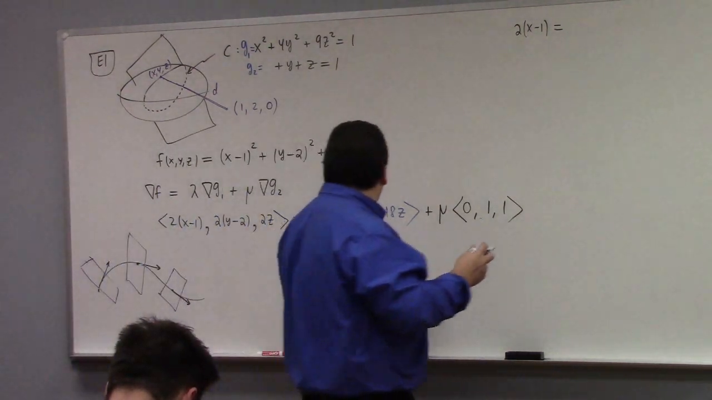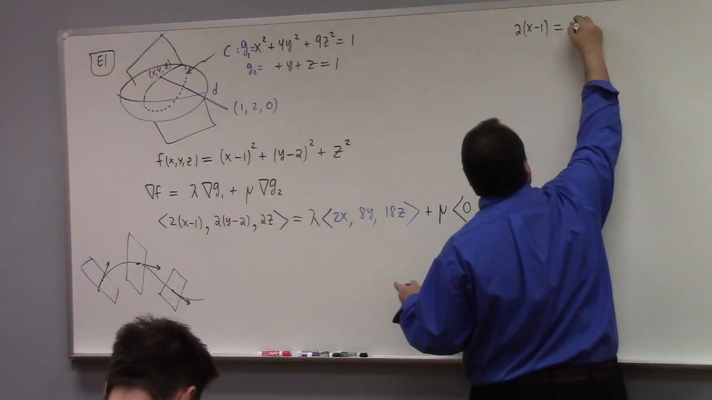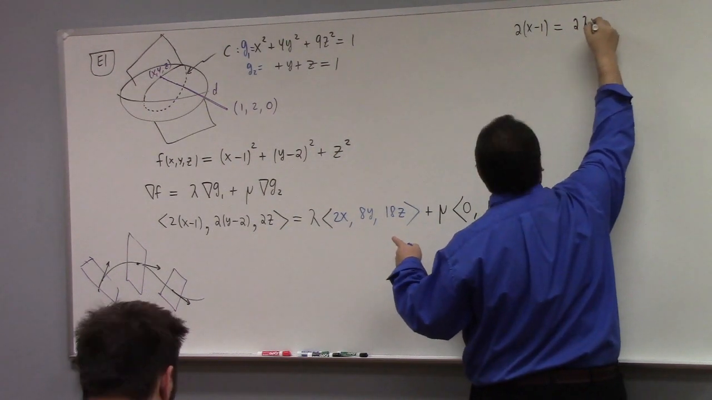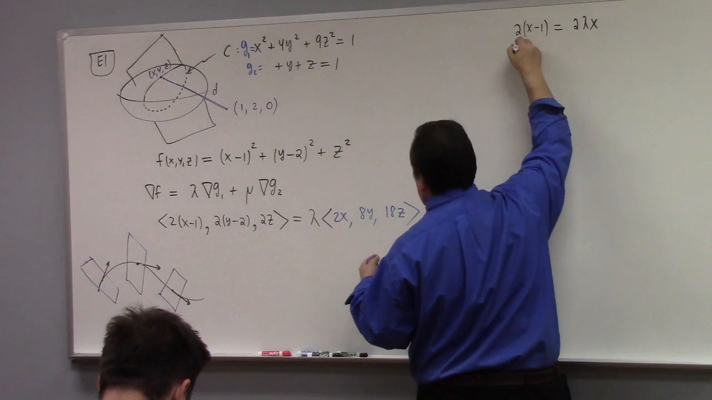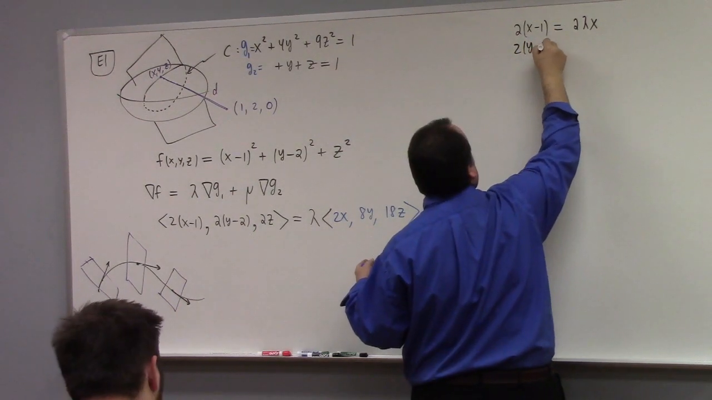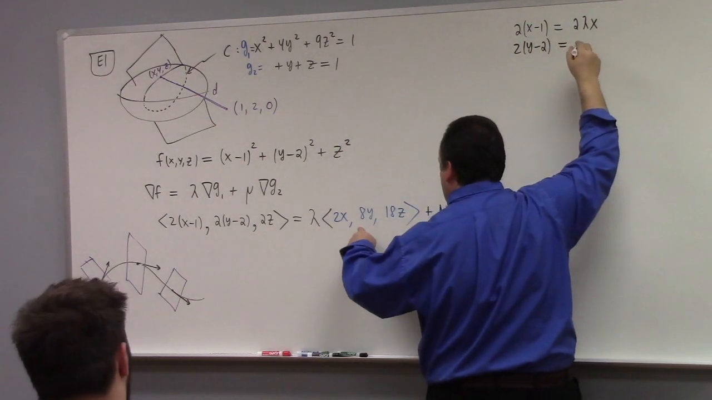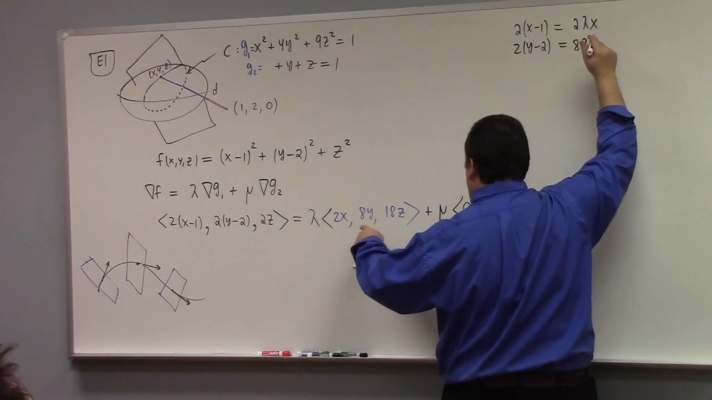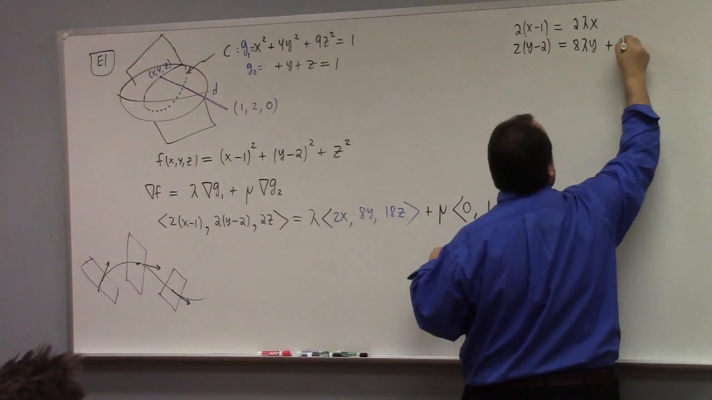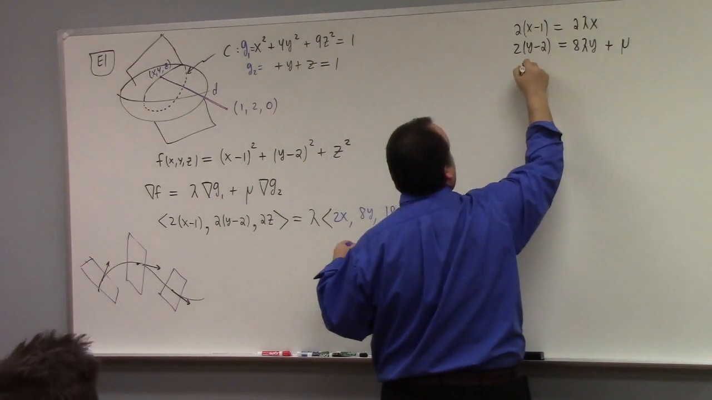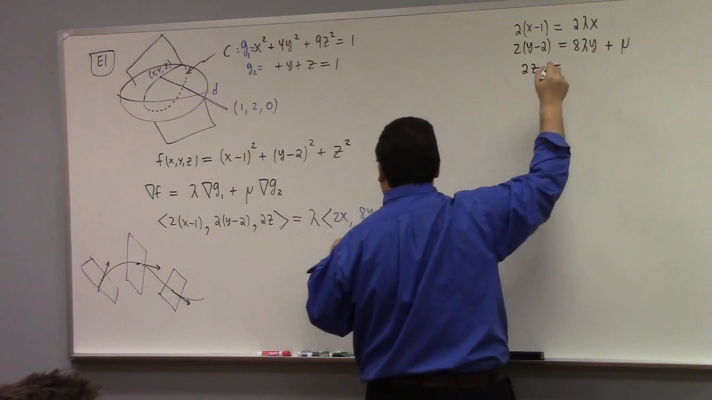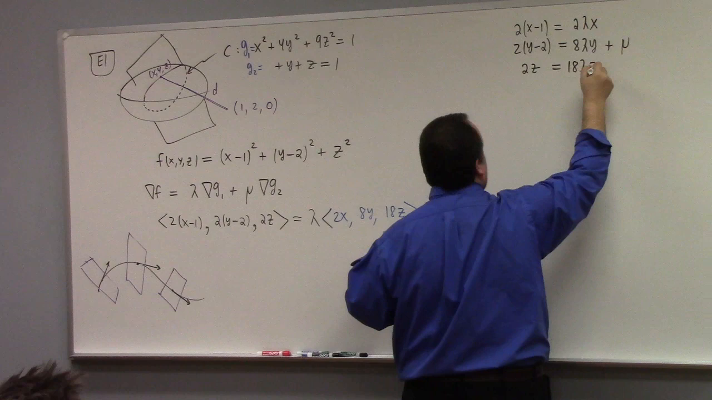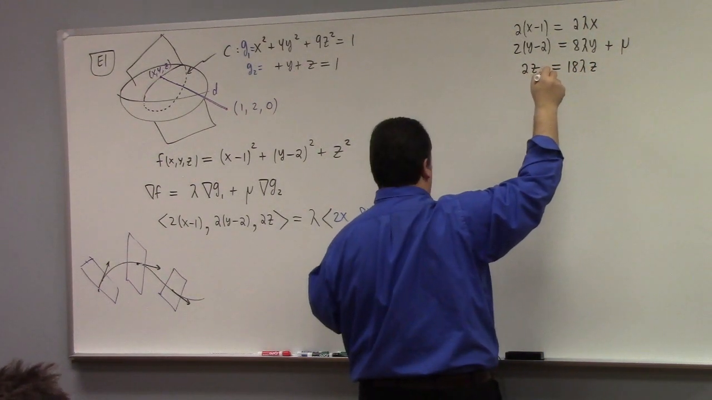So 2 times x minus 1 is equal to 2 lambda x, and then 2 times y minus 2 is 8 lambda y plus mu, and 2z is equal to 18 lambda z plus mu. You should set a timer. After 5 minutes, if we haven't made progress on this, we got to bail.